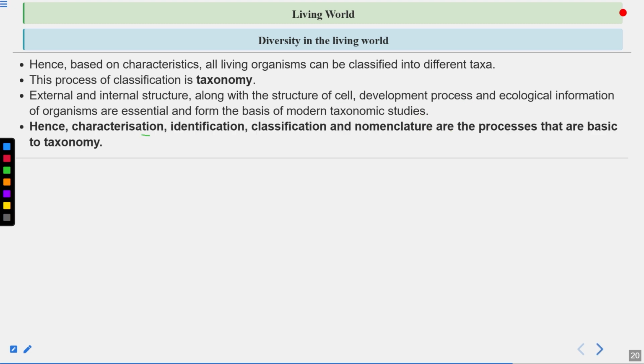Hence, characterization, identification, classification, and nomenclature are the processes that are basic to taxonomy. So what all things does taxonomy include? It includes characterization, identification, classification, as well as nomenclature. These are all included under taxonomy.